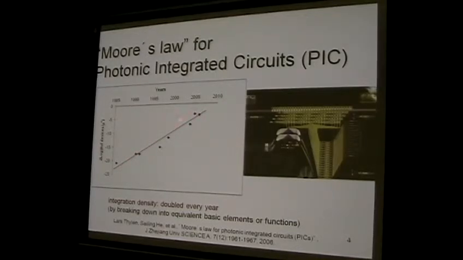And in this case, for this curve, we break down into the basic or fundamental elements or functionalities, regardless of material or what specific functionalities the device has, just look at the integration density, the best result, and we plot it out, and it turns out that the integration density doubles every year, even faster than Moore's law. Moore's law doubles every 18 months, but in the photonic scenario, it doubles every year, 12 months.